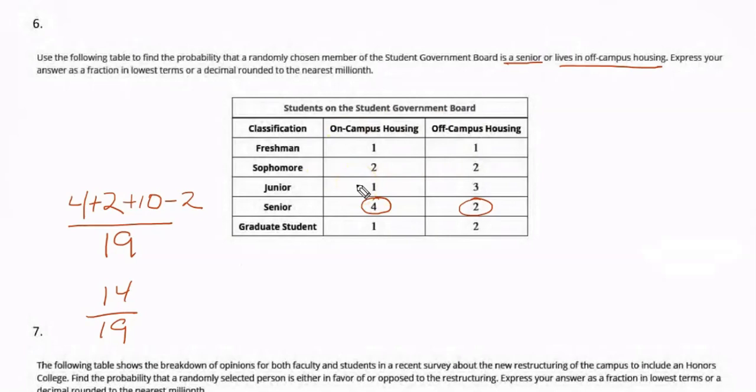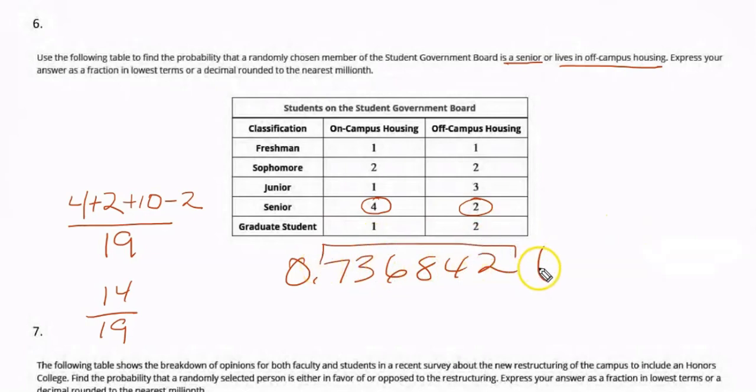And the decimal fraction for it is 0.736842, and it goes on. We want 6 places: 1, 2, 3, 4, 5, 6. A millionth. And then this is the one, so we just drop it here. Okay.